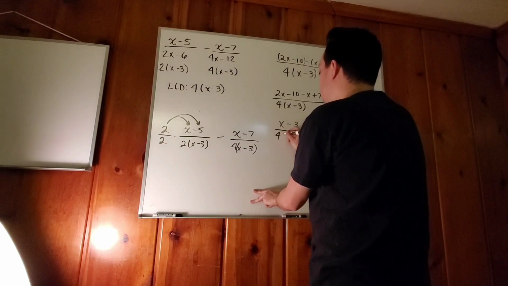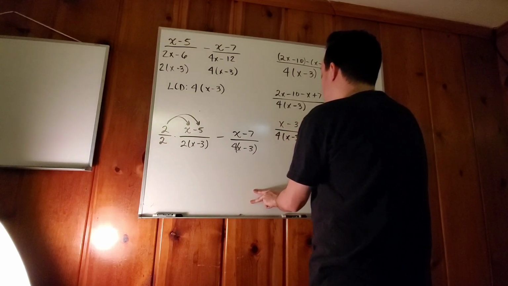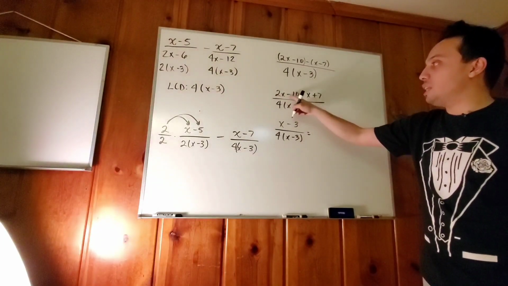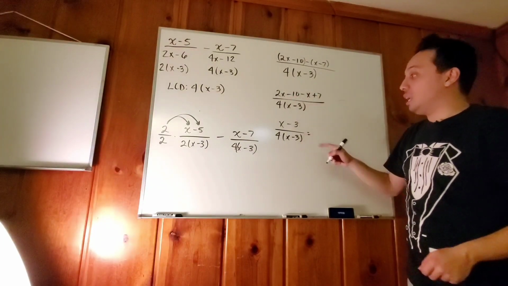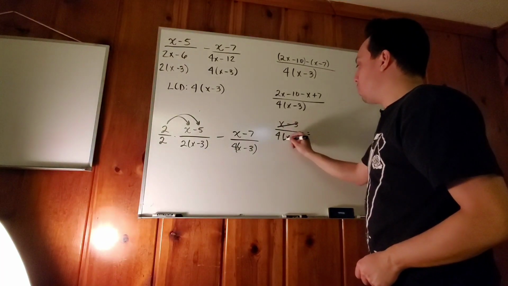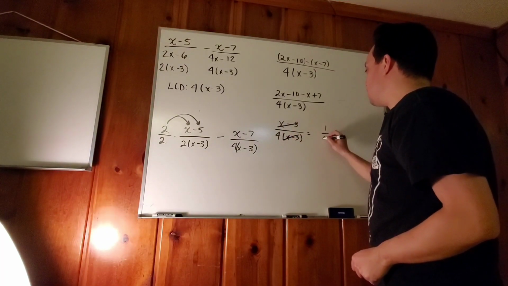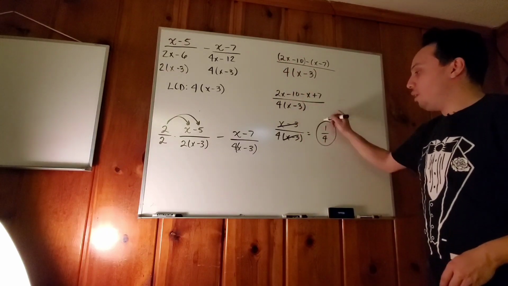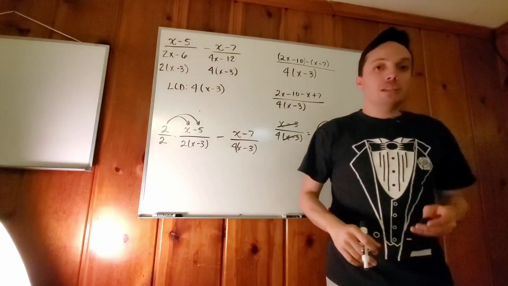Oh, I think some of you have seen what's going to happen here, because 2x minus x is x and negative 10 plus 7 is going to be negative 3. And so we're going to cancel this out. The answer is a simple 1/4. And from there, we get to 1/4. And that would be it for lesson 95.